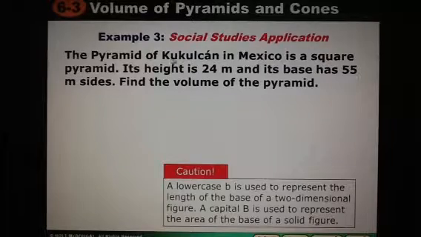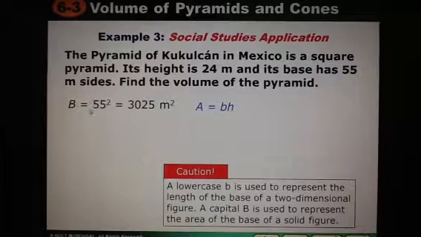Okay, and the pyramid of Kukulkan in Mexico is a square pyramid. Its height is 24 meters and its base is 55 meter sides. Find the volume of the pyramid. And there's that thing about lowercase b means it's the area of two-dimensional, or the base of a two-dimensional figure like a triangle. Okay, so area is base times height.